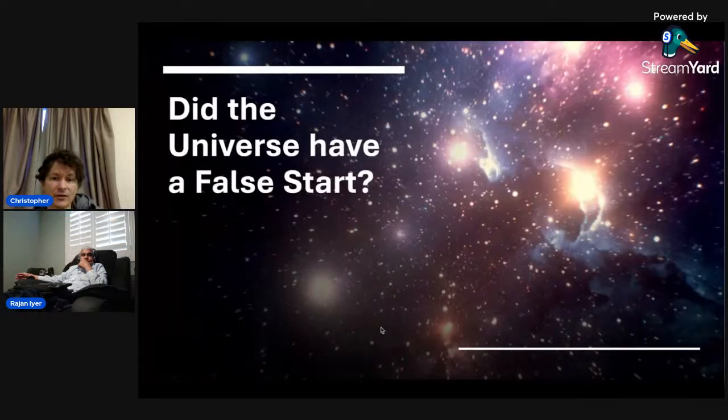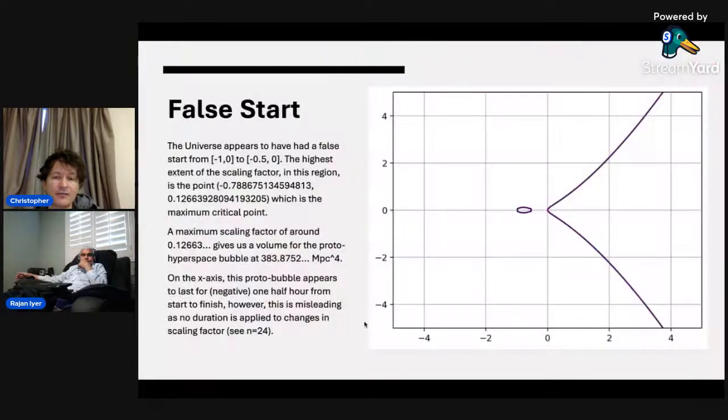Did the universe have a false start? A lot of this is informed again by the elliptic curve, because if we take this literally, we have the start of the universe here and then it begins to expand. Well and good, but what about this egg-shaped thing here? If this is time moving in this direction, then it looks like the universe began here at point -1, 0 and expanded, and then stopped again at -0.5, 0, before beginning again at 0, 0.